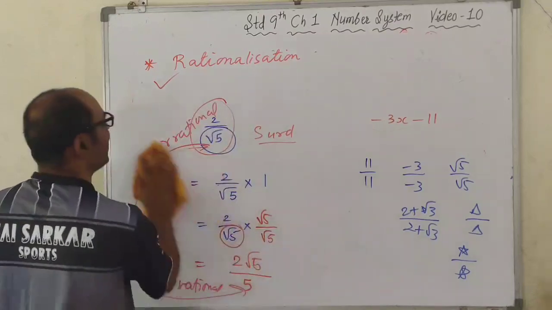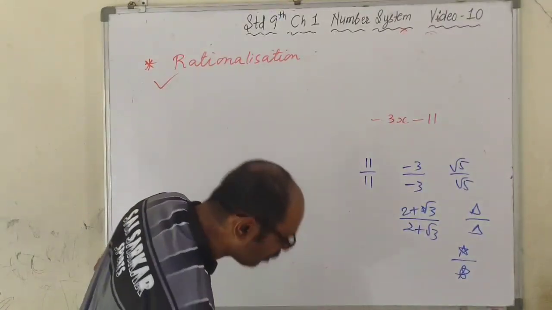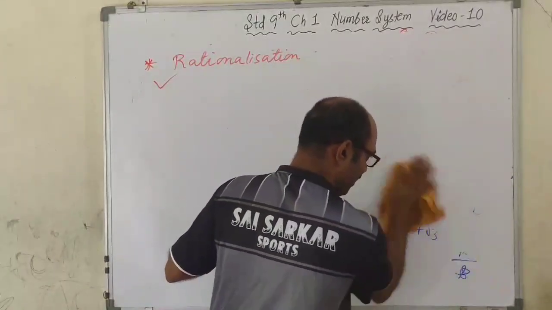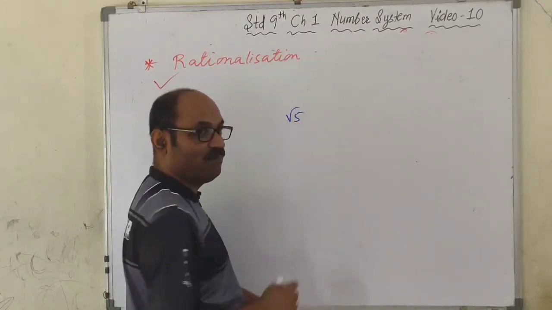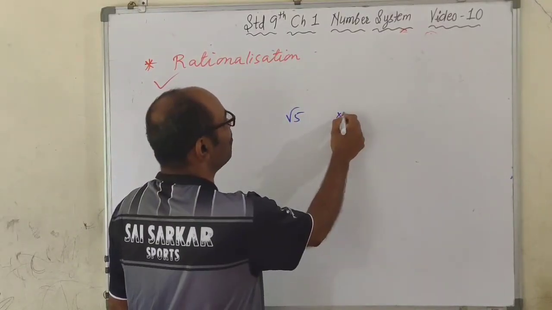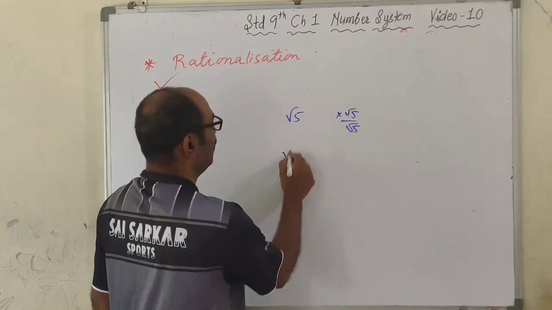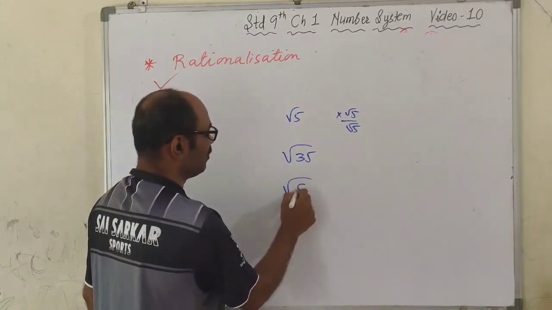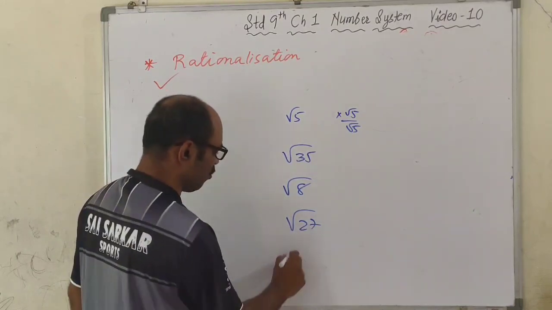Chaliye. Next, zara dekh lijiye, please. Okay, thodi si practice. Aapne dekha. In the denominator, you had root 5. So you multiplied and divided by root 5, correct? Usko root 5 multiply karna padta hai. Suppose it is root 35. So what you need to multiply? Suppose it is root 8. Suppose it is root 27. Suppose it is root 3.